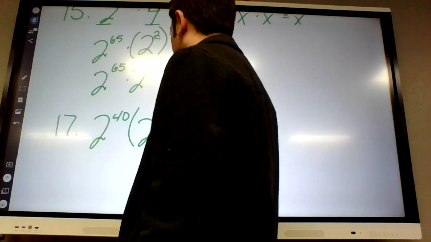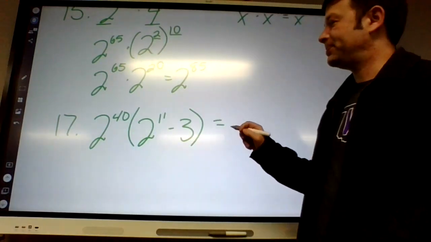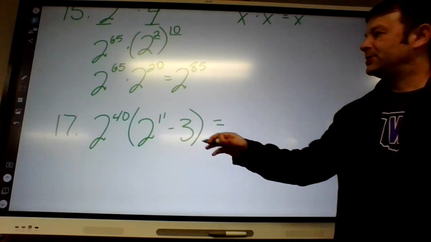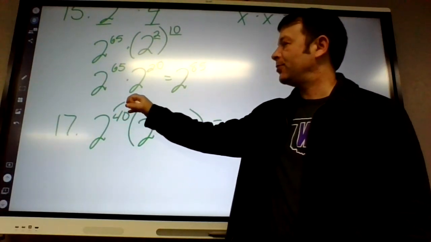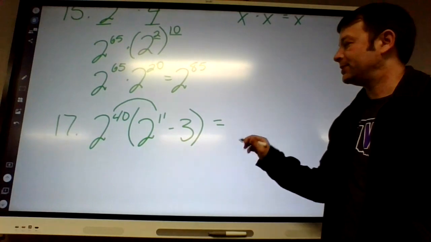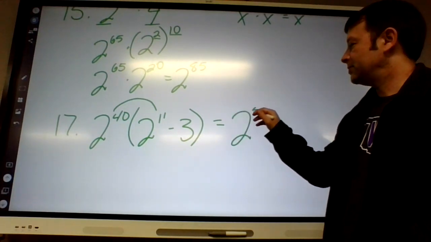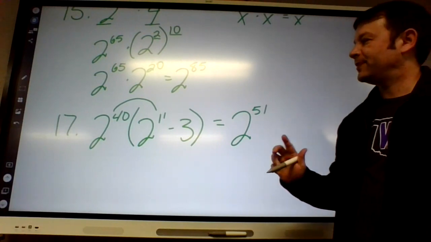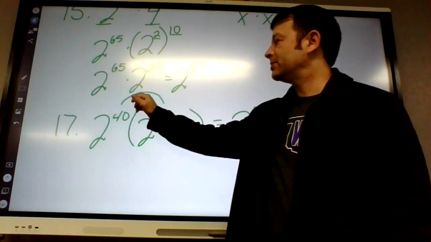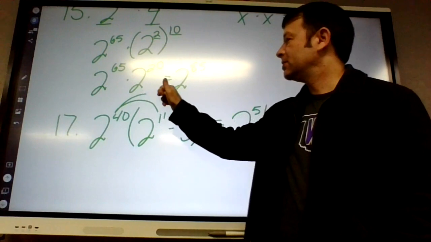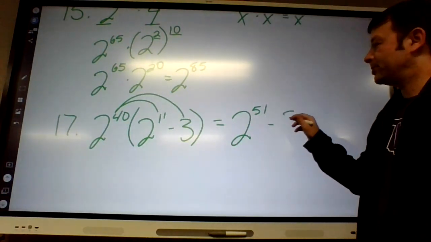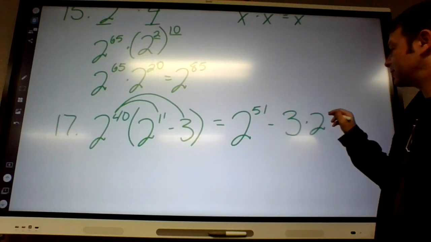This one's kind of weird. I don't know exactly why they asked this, but this is distributive property, right? So what's 2 to the 40 times 2 to the 11? 2 to the 51. Okay, that part we can simplify. This next part, whoops, does not simplify. So we're just gonna put minus 3 times 2 to the 40th.